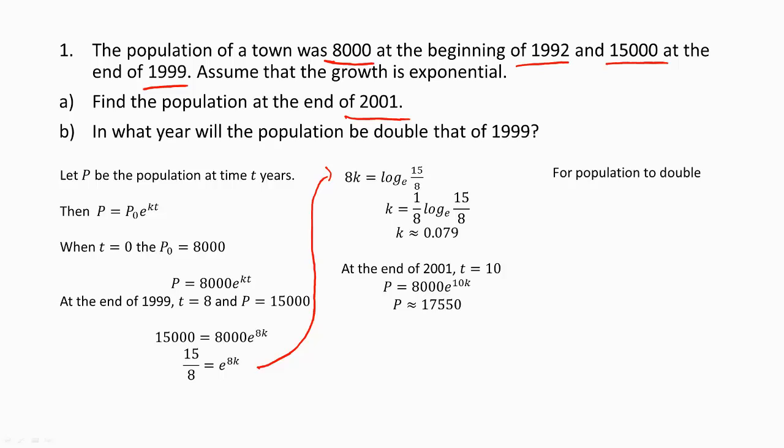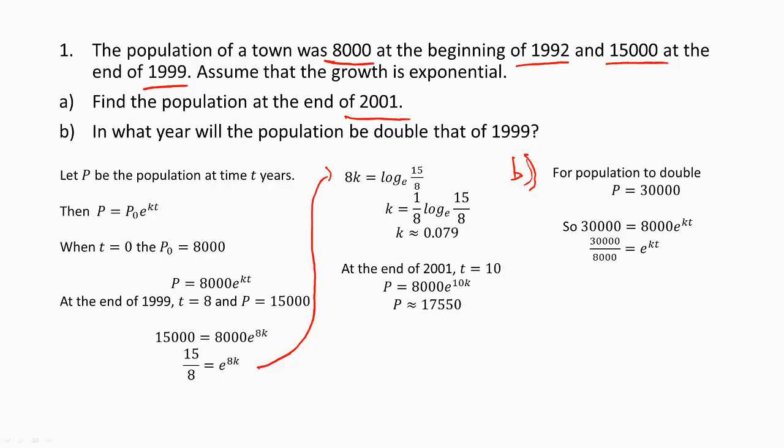Now here's part B. For the population to double, we're looking for the population to be equal to 30,000. So we're going to substitute 30,000 into our equation. We know what k is, we're trying to find t.